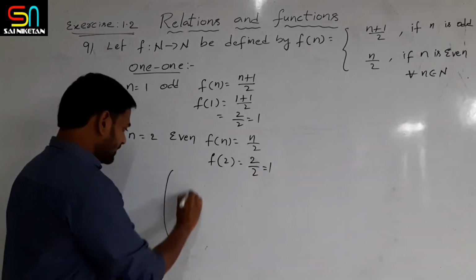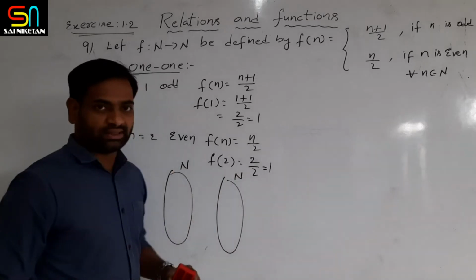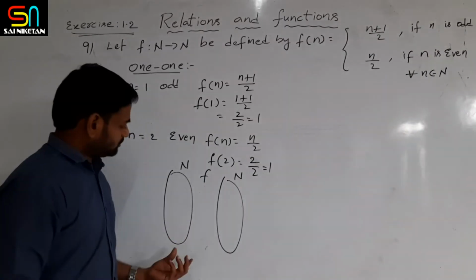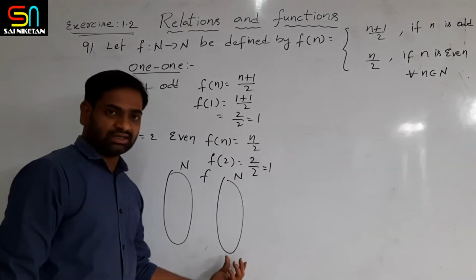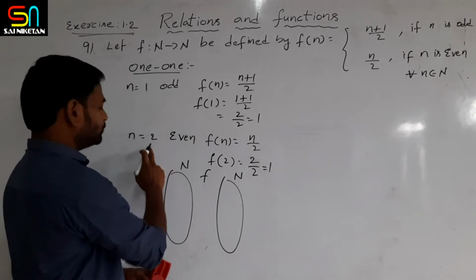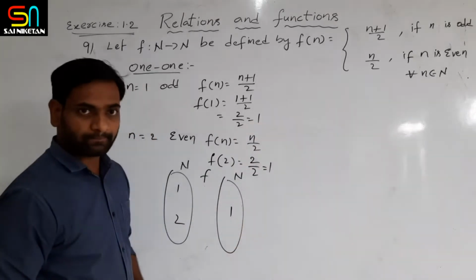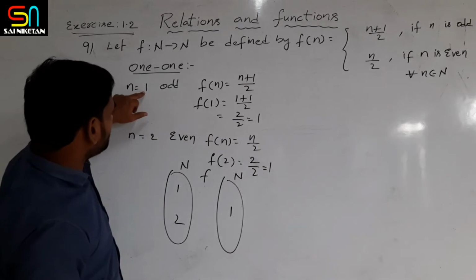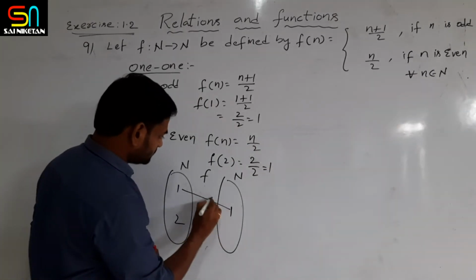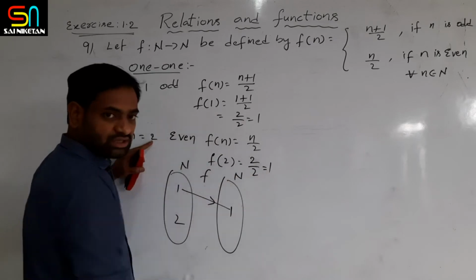See here, I am taking the mapping. It is natural numbers domain and codomain also natural numbers under the function f. Now these are the n values. These are the f of n values. Okay. Now what are the n values we have? n value is 1, 2. What is the result you got? 1. Now see here the mapping. When n value 1, f of n value is 1. So mapping is 1 to 1. Next, when n value is 2, f of n value is 1.